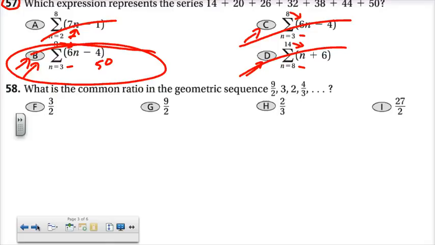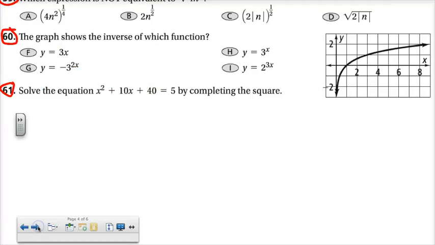Then, number 58 I wasn't going to do with you. It says, what is the common ratio? Remember, to find the common ratio, just take any term and divide it by the previous term. If they tell you it's geometric, that's all you have to do.